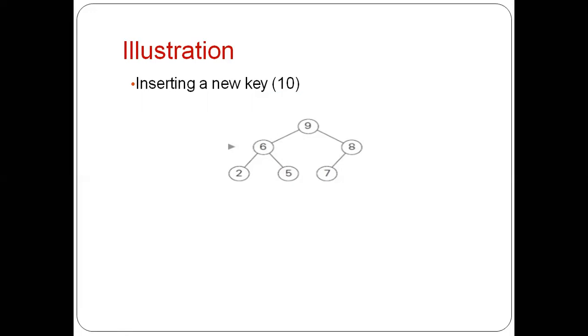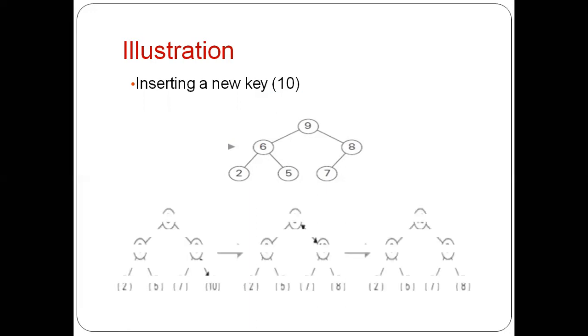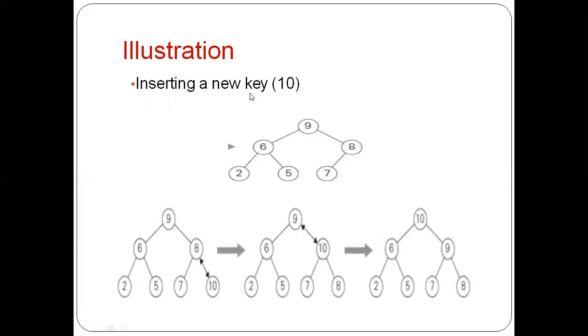What is the first thing you should do? Add 10 as a leaf node. If one more element is coming, this is the only vacant location I have, so there I will be adding 10. Whenever you add a new node, it acts as a leaf, so I should check whether its parent is satisfying the heap property. It is not satisfying the heap property, because the inserted value, 10, is higher than the parent node value, which was 8.